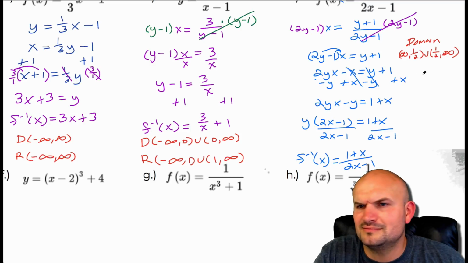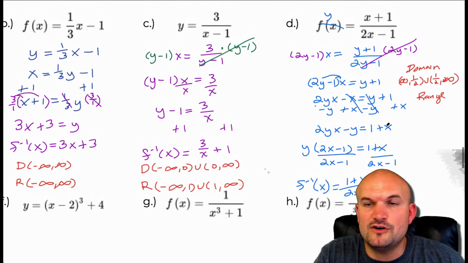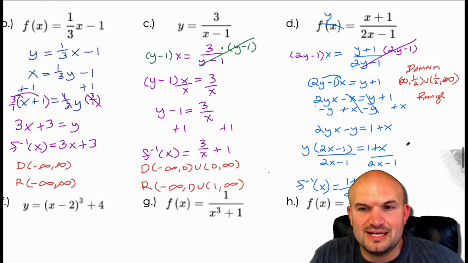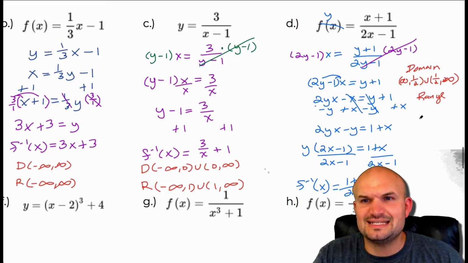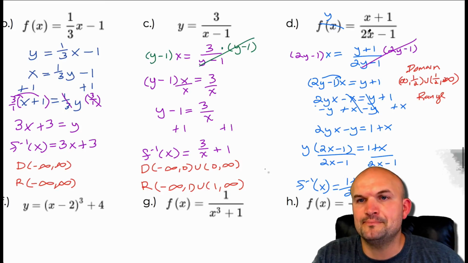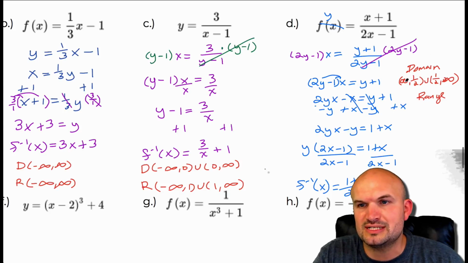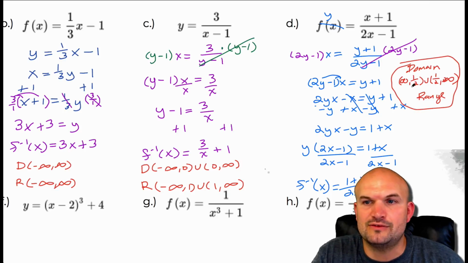And then the range. I'm going to want to go back to my function here. Actually, the range again is going to be the exact same thing. What you'll see is the range would be the domain of the inverse, which is the exact same thing. So that's going to be the domain and the range. I'll just bring those together.